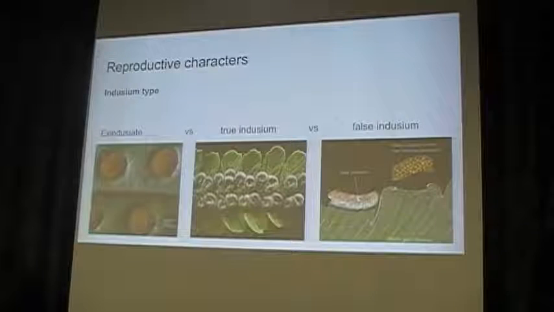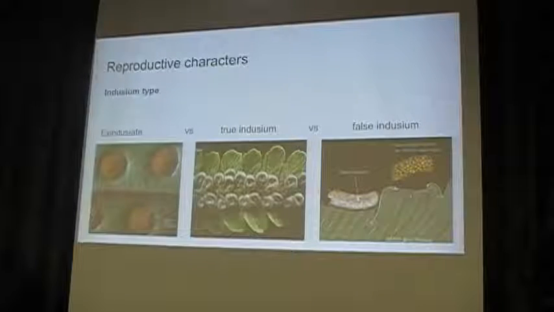And then the other two conditions both have an indusium or a covering, but they get it different ways. They're called true and false, but true and false kind of implies some kind of value judgment. They're just terms. Doesn't really mean anything beyond that. Probably should have different names. So the true indusium is where the bottom of the leaf grows a little covering. It's like the bottom of the leaf grows a little umbrella.